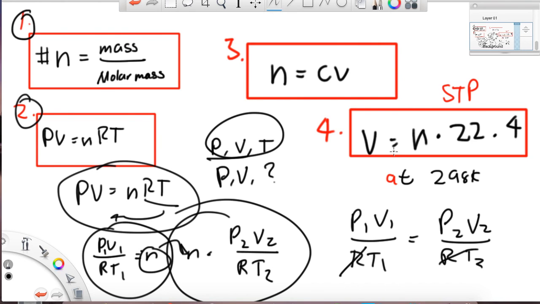The same method could also be applied for number 3, where they change the concentration and they ask you for the new volume, for example. And you can make n equal to n. So that's just a side note, really important. I want you guys to understand that: substituting the different formulas to find the before and after.